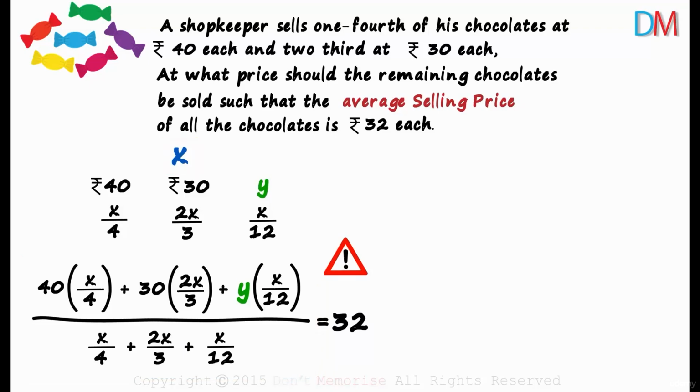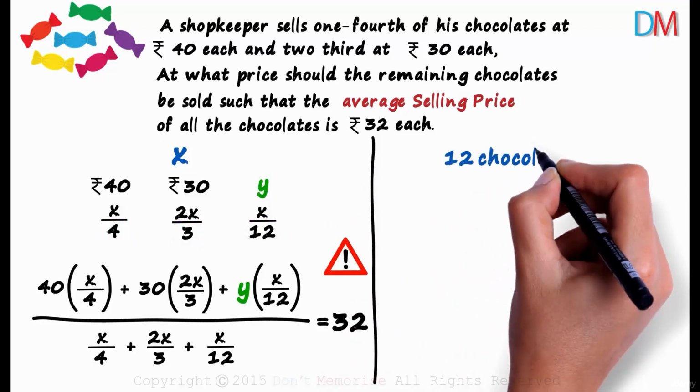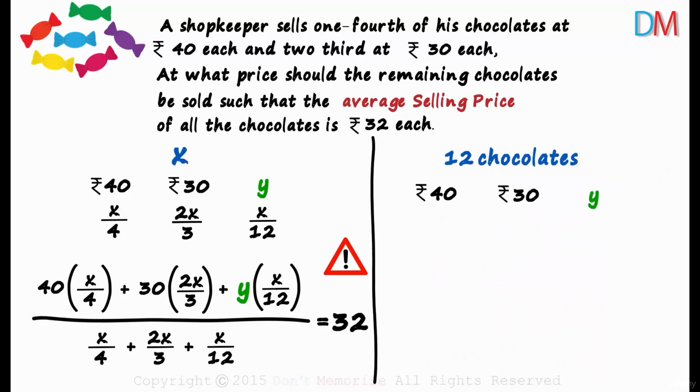The denominators are 4, 3 and 12. x should be the LCM of these three numbers. The LCM of 4, 3 and 12 is 12. So we can assume that the shopkeeper has 12 chocolates in all. These are the three categories. She sells a few at 40 rupees, a few at 30 rupees, and the remaining at y rupees.